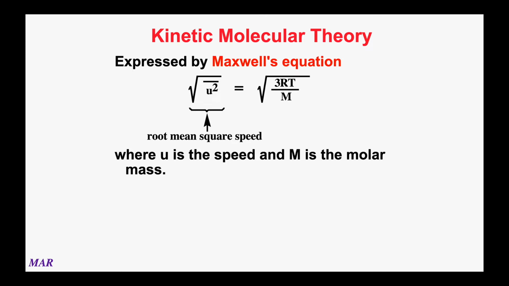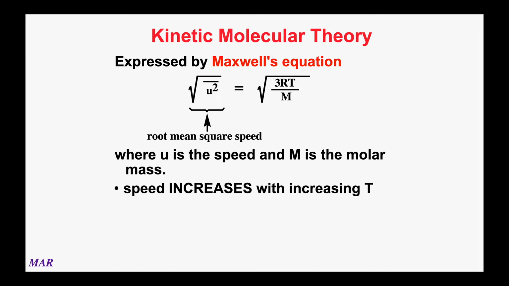However, the molar mass is a player. Molar mass is in the bottom. So what that means is small molar masses will have higher speeds. They're opposite because they're on opposite parts of the math. On the other hand, bigger molar masses that are large will have smaller speeds. So Maxwell's equation is cool because it shows directly this relationship between the speed of a molecule and the temperature of the molecule that it's experiencing. And it also shows how the molar mass of the gas will make the speed of a gas go up and down. So speed increases with increasing temperature.